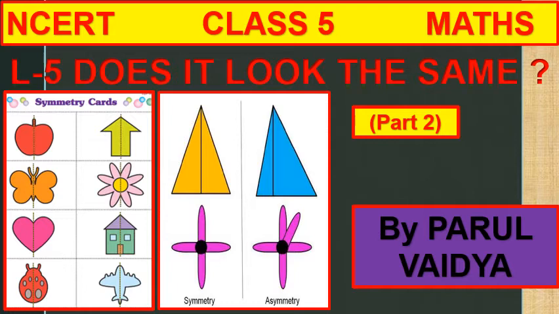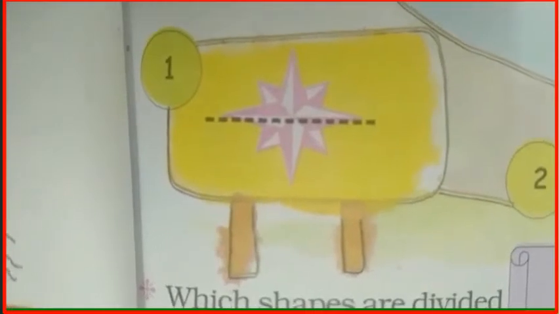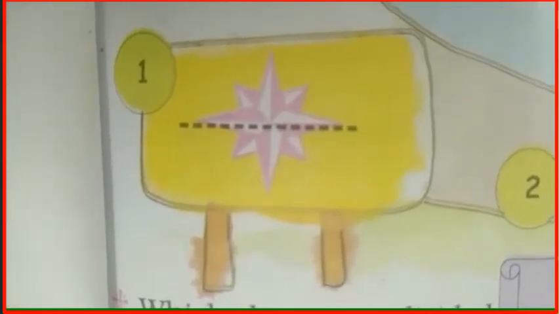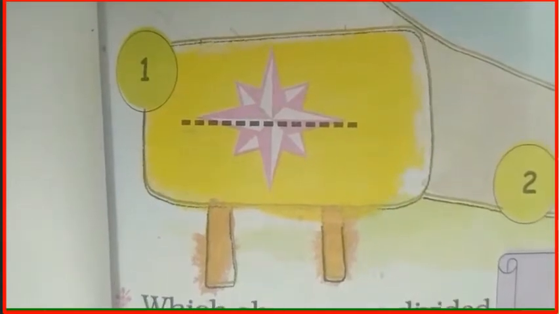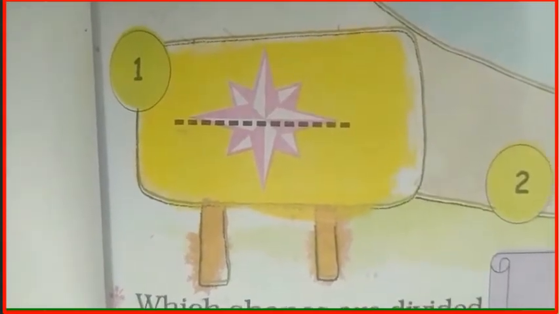Does it look the same? We are going to cover the concepts like symmetry and asymmetry, mirror game, activity and half a turn. Children, sit with your textbooks open. Now over to page 73. Check which shapes are divided into two mirror halves by the dotted line.